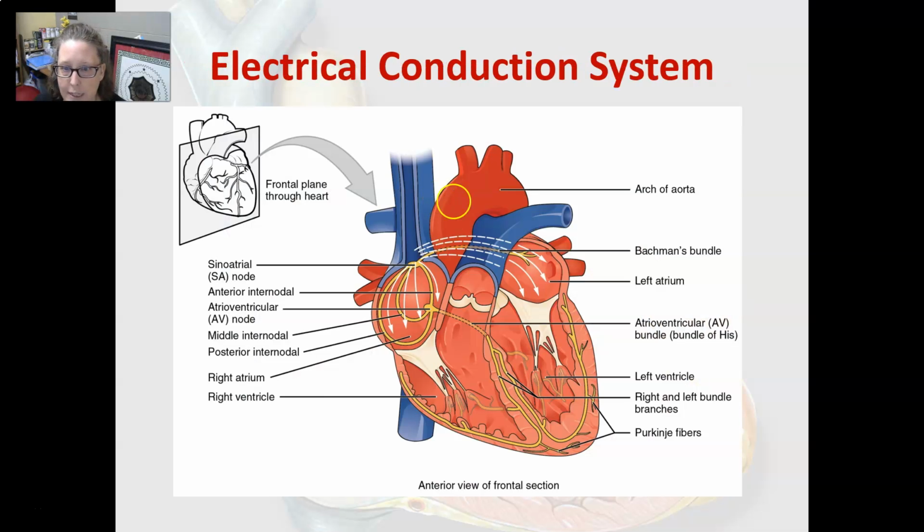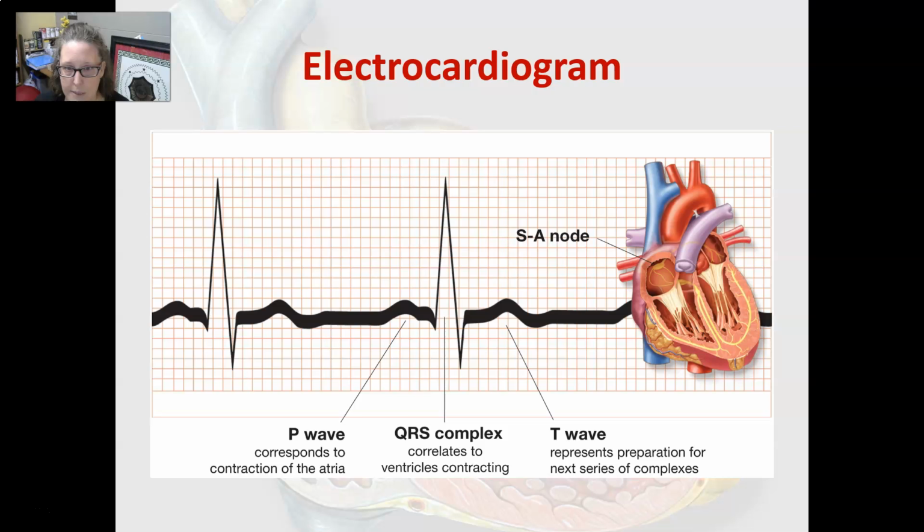Here it is illustrated. We have the SA node here, the pacemaker of the heart, sending the signal to the atria, and then it reaches the AV node right here. After it's traveled through the atria, there's a little bit of delay. It reaches the AV node, and then it goes down the right and left bundle branches, and then into the Purkinje fibers that are extending into the ventricles. The ventricles then contract with a little bit of a twisting motion to force all the blood out of the ventricles and into the arteries.